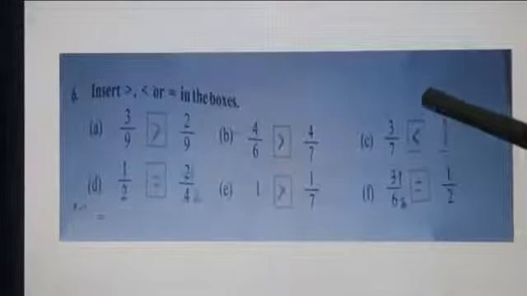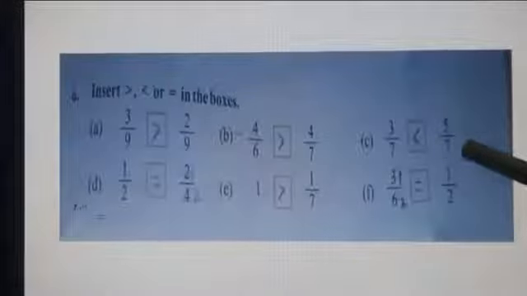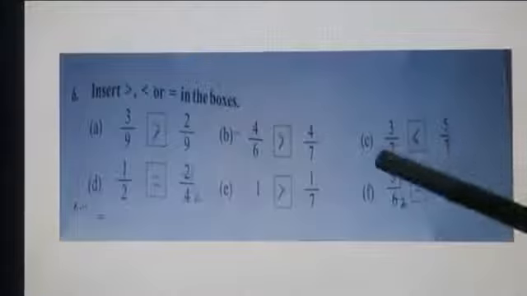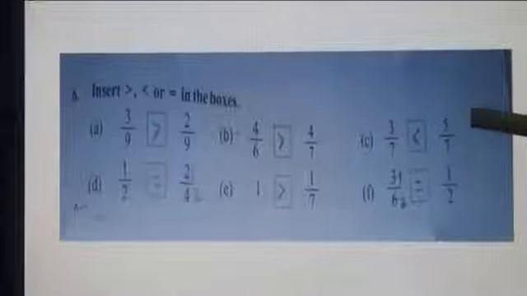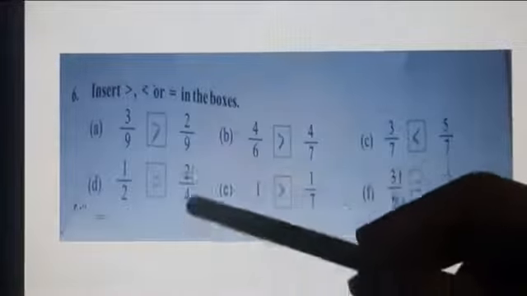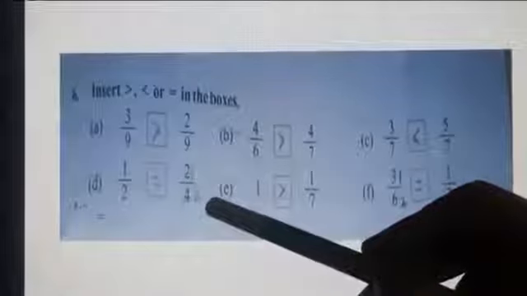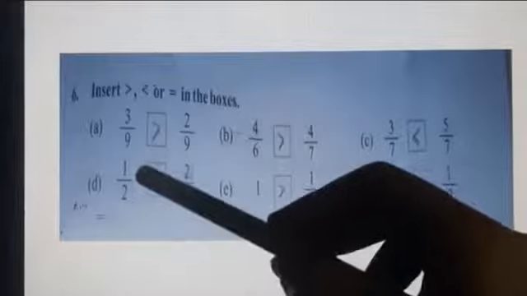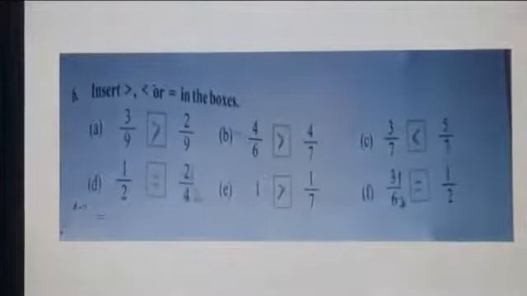Now 3 upon 7, 5 upon 7. So greater is 5 upon 7. As denominators are same, we will check numerators. Greater numerator will be the greater fraction. 1 upon 2, 2 upon 4. Here we know that 2 1s are 2, 2 2s are 4. So both the sides are 1 by 2. So equal sign will be here.